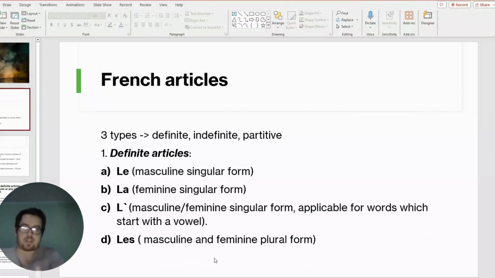So, in general, in French, we have three types of articles. We have the definite articles that we're going to talk about in this lesson. We're going to have indefinite articles and partitive articles. So let's take it one at a time.